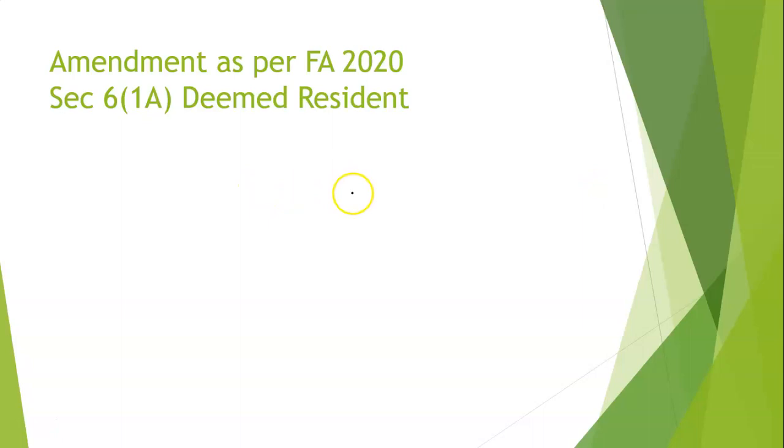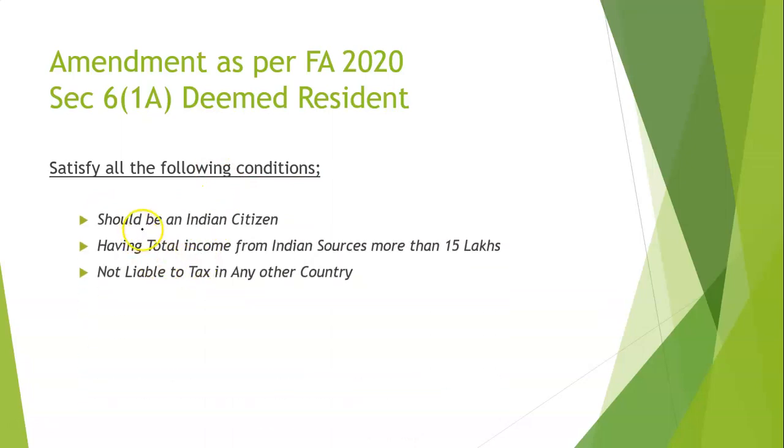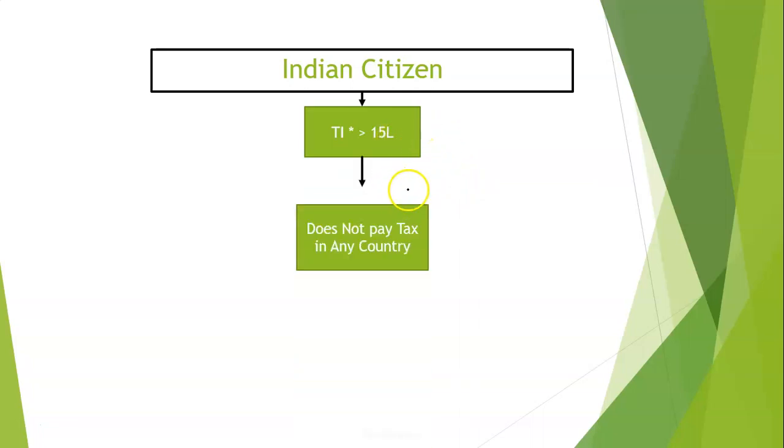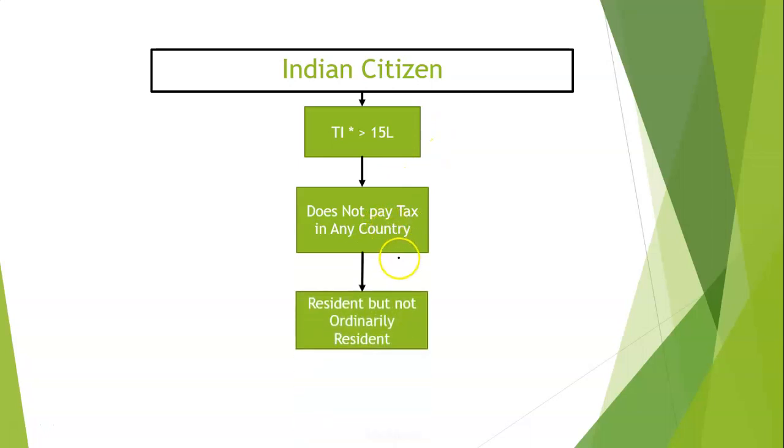That's an amendment with respect to deemed resident. Simple scenario. If an SSC satisfies all the following conditions, that is, the SSC should be an Indian citizen, total income from Indian sources more than 15 lakhs, and with respect to this income, the SSC does not pay tax in any country. No tax being paid. In such a case, the SSC shall be a deemed resident, and this deemed resident shall always be RNOR. So an Indian citizen whose total income from Indian sources crosses 15 lakhs and does not pay tax in any country shall always be a resident but not ordinarily resident, and this concept is called deemed resident.